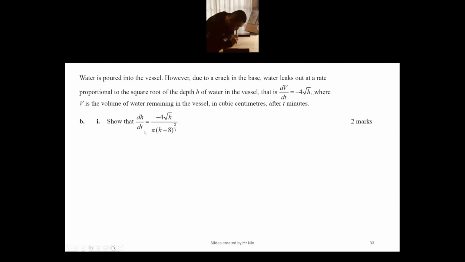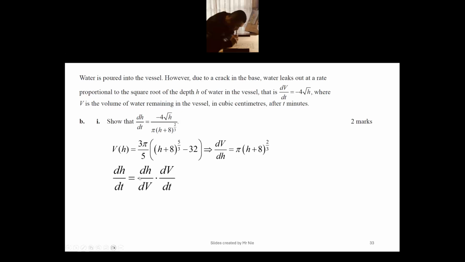This part needs to use related rates or the chain rule to get dh/dt. So what I'm going to do is first, I will replace the capital H with small h, and then differentiate this expression, either by hand or by CAS. So you'll be able to get pi (h plus 8) to the power 2/3. Then we will need to apply the correct chain rule.